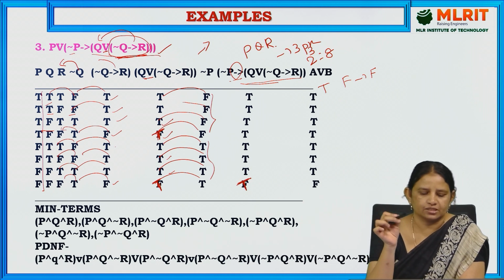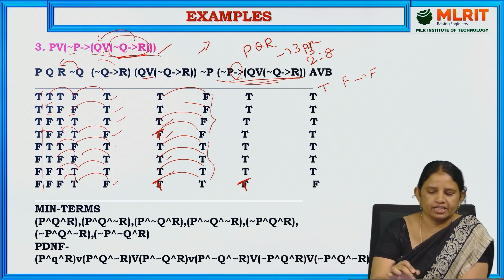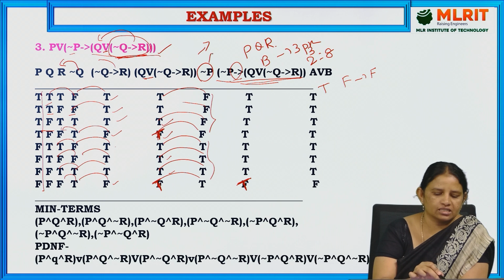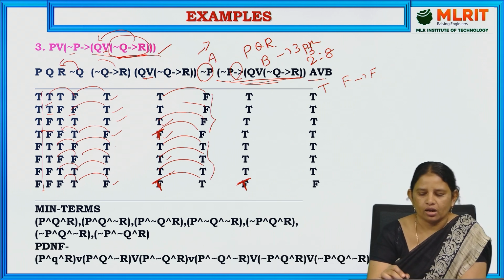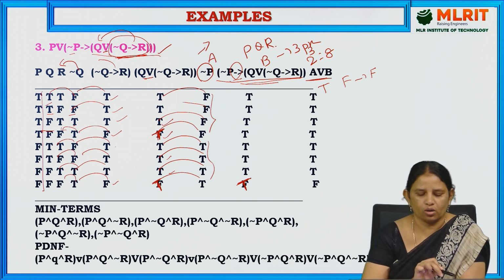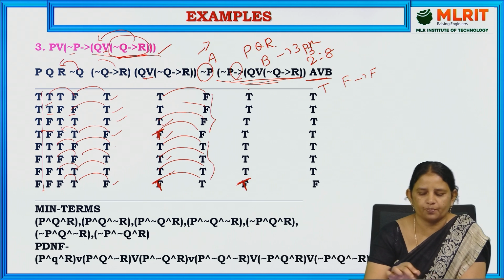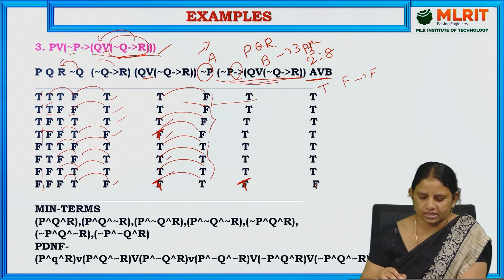Next, what is the statement? This statement is considered as B. Then negation B is considered as A. Take A or B. For these two propositions, we can perform the OR. OR returns true if any one of the conditions is true. Only if both are false does it return false. For all these cases, it returns true.